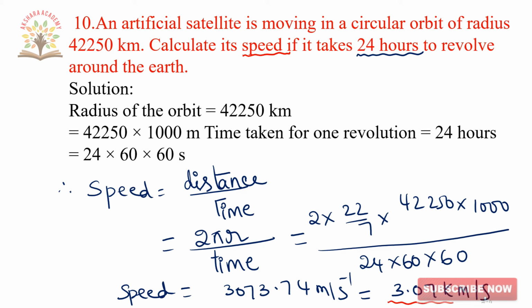Speed is equal to 3.07 kilometers per second. This is the speed of the artificial satellite if it takes 24 hours to revolve around the earth.